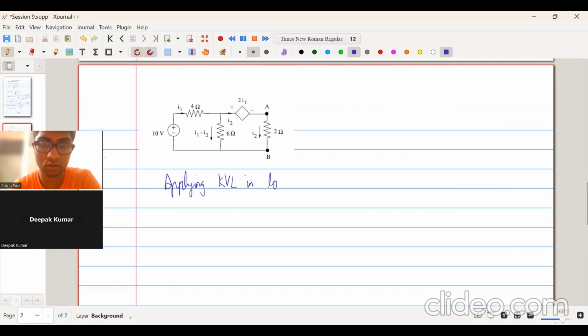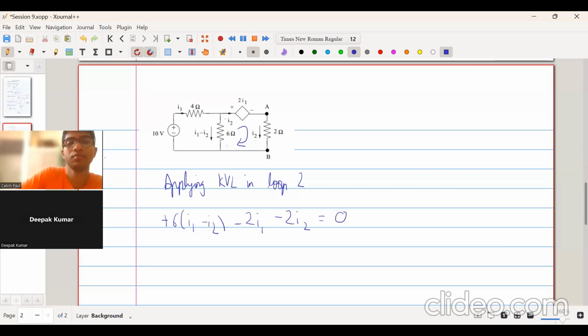We will apply KVL in loop 2. This is our loop. So it is going from here to here, and the current is I1 minus I2. Current is in the opposite direction. So we get plus 6 into I1 minus I2. From here to here, minus, so it is minus 2I1. From here to here, it is flowing in the direction of current, so minus 2I2. So this is equal to 0.